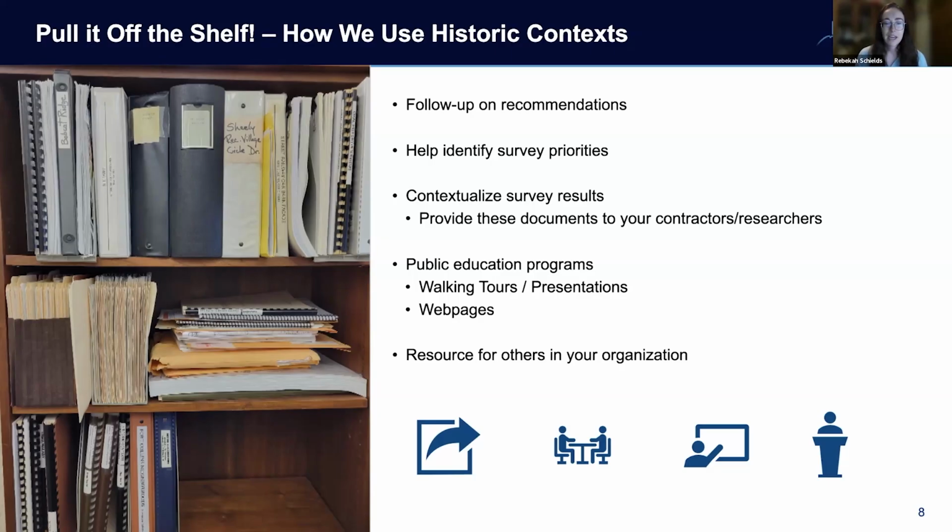Some of the examples that Maureen gave earlier: use context studies to inform public education programs. Use them when you're developing a walking tour or giving a presentation. Give out copies to those who are interested in researching the history of their property if it's relevant. Even just the simple act of digitizing and uploading those documents so they're publicly accessible on your website can provide a lot of really great information to the public.